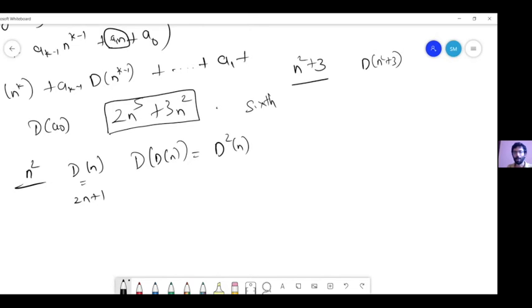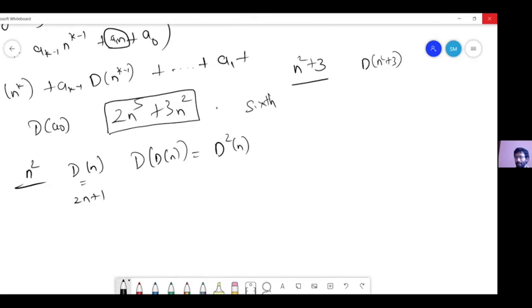Can you justify why for 2n power 5 plus 3n square, the sixth order is 0? Because this is a fifth order polynomial. The maximum number of terms is 5, and the fifth term must be a constant.